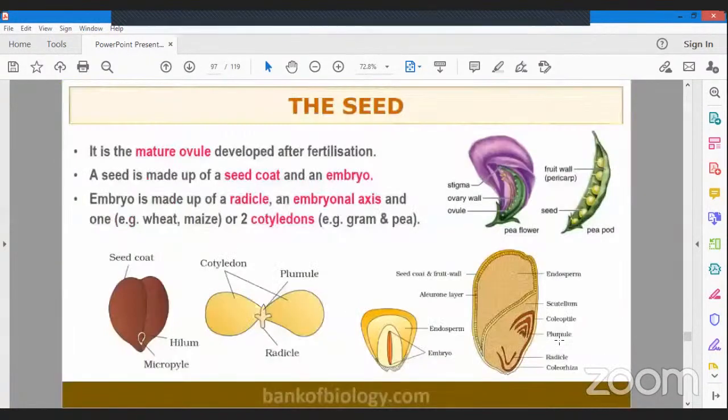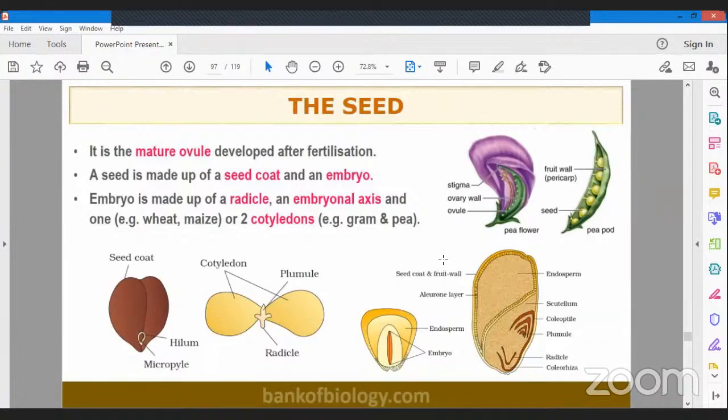Next, seed. What is a seed? A seed is a fertilized part of the ovule. So it is a mature ovule developed after fertilization. A seed is made up of seed coat and embryo. The embryo is made up of radicle, an embryonal axis, and cotyledons.